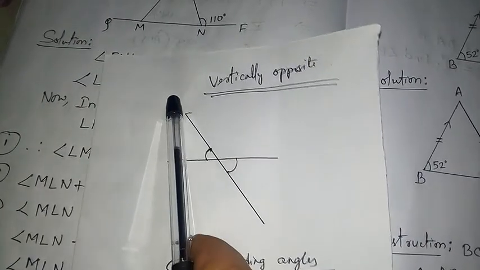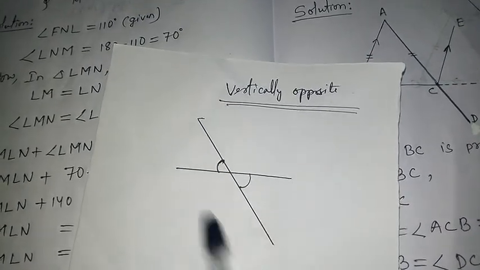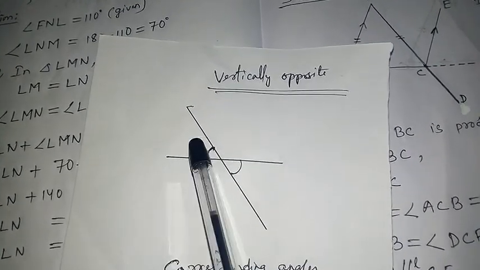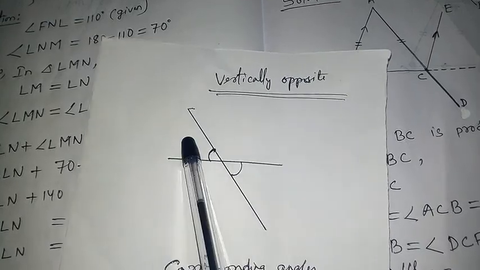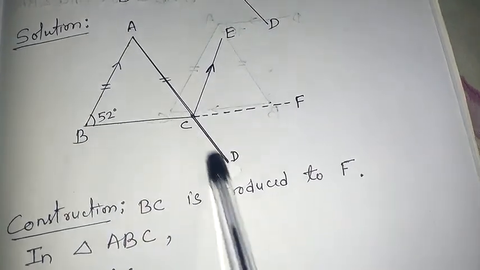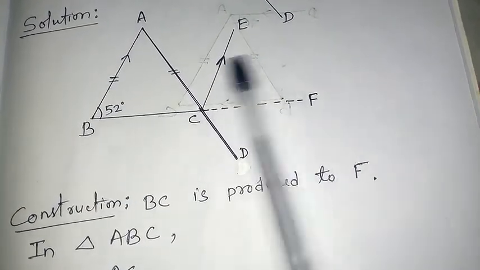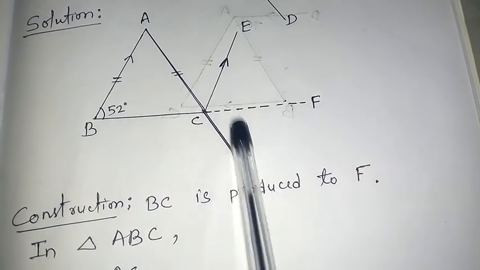Vertically opposite: one line comes like this and one line goes straight. Both lines pass through in a straight line, and then these two angles are said to be vertically opposite. So the same thing I am trying to do. This line has passed straight down, and if this passes straight to this side, so this construction is very important. In this case, these two will be vertically opposite.